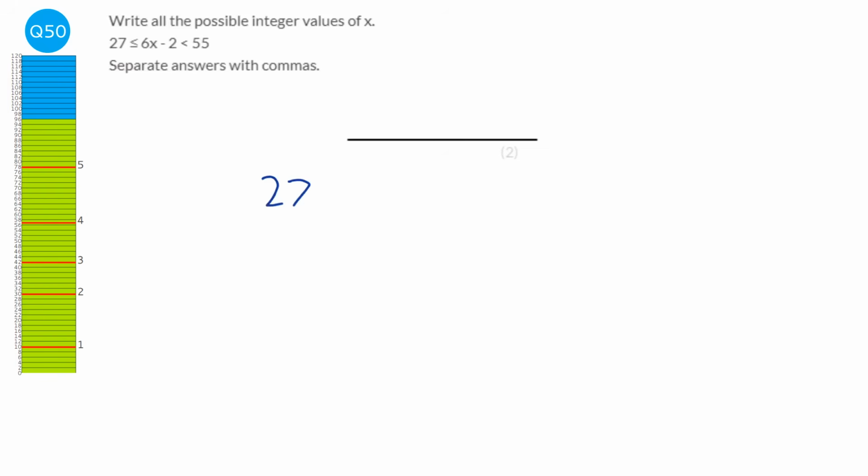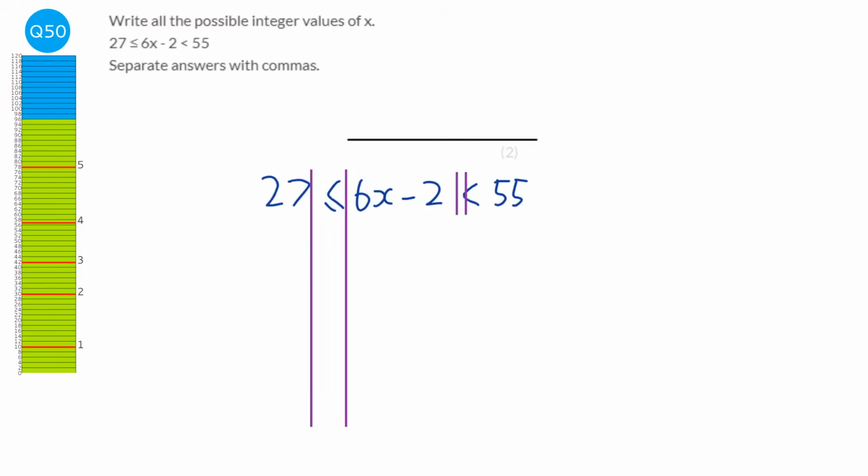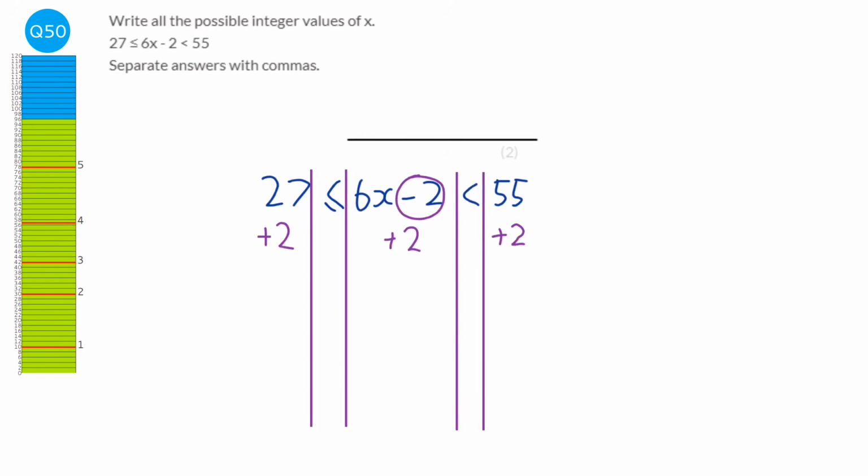So the first thing we need to do is solve the inequality. So I'm just going to write it out again, just so we've got a bit more space. And let's put our tram lines in. So the first thing I'm going to do is get rid of that -2. So we're going to add 2 to all three sides. So that'd be 29, 6x, and then 57. Okay, the next thing we're going to do is divide all three sides by 6, so we get x on its own. That's what solve means, just get x on its own.